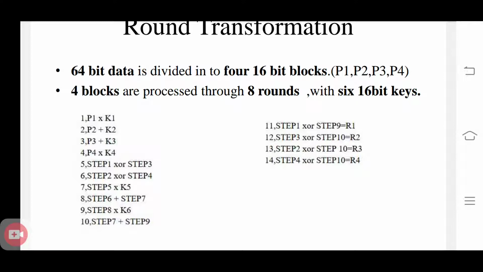Okay, so in the round transformation you can see the first 4 steps. What is the first step? P1 into K1, we had already discussed. P2 plus K2, next addition. P3 plus K3. Then P4 into K4. Next, 5th and 6th operation. Step 1 is XOR with step 3 and step 2 is XOR with step 4.